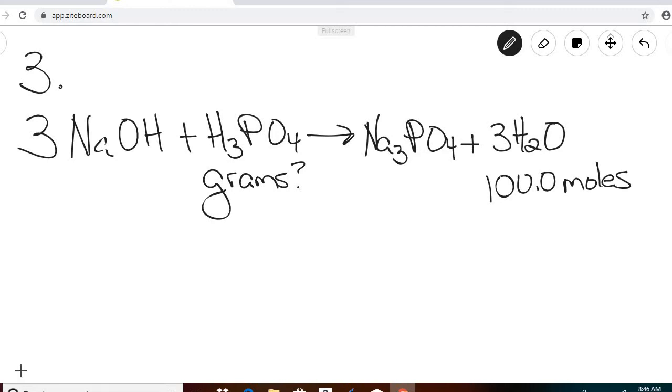Okay, so the only thing that we have any information about is the water, and we know that we have 100 moles of water, but that's good because that is already in moles, so that allows us to begin by looking at the ratios between the water and the H3PO4. This question asks us nothing about this or this, so we can ignore those. Okay, so we have 100 moles of water.